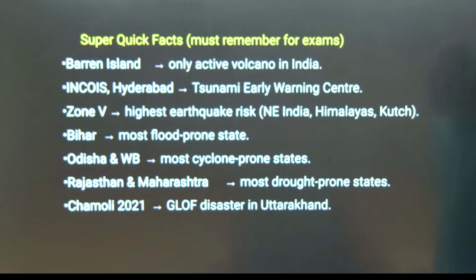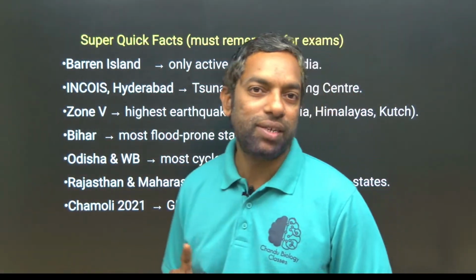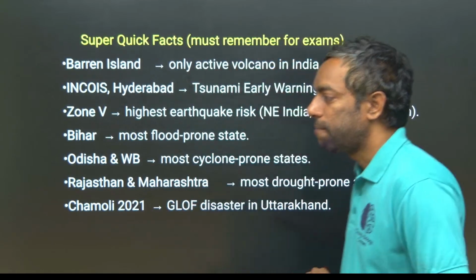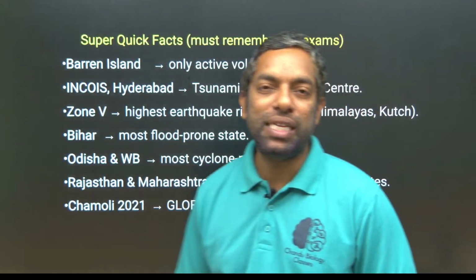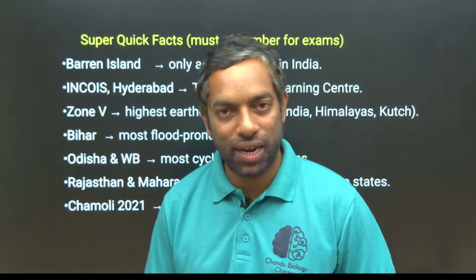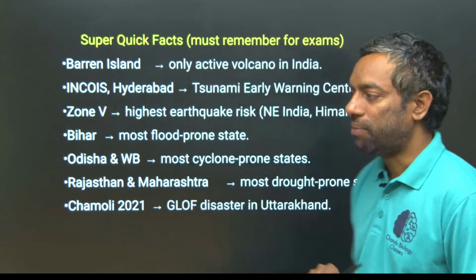Chamoli 2021 was the disaster in Uttarakhand. They can ask you, guys, one side states, one side events, natural disaster events. They can ask you which states have floods mainly. They can ask you in increasing order of floods, first Bihar, West Bengal, then you can choose the other states. They can ask you in any form.